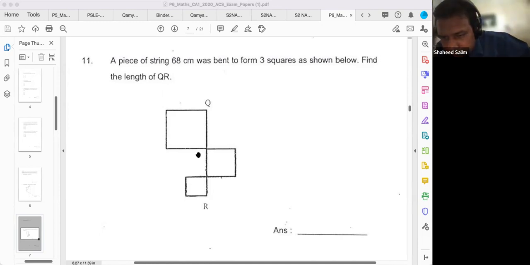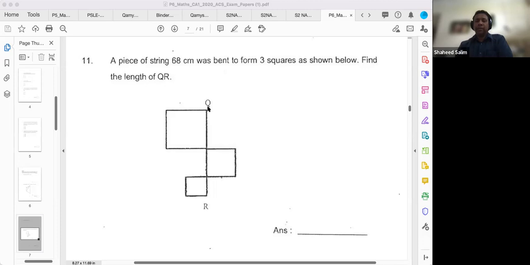Okay, now you know how to do. You know that 68 is this plus this plus this plus this plus this plus this plus this plus this, correct? It's the perimeter. You understand that part? So let us count. I'm going to count in sets.